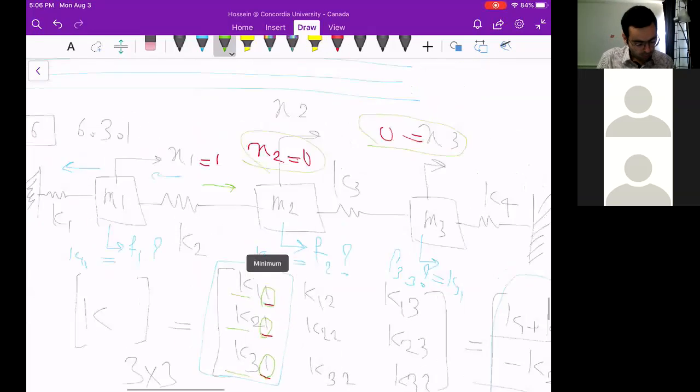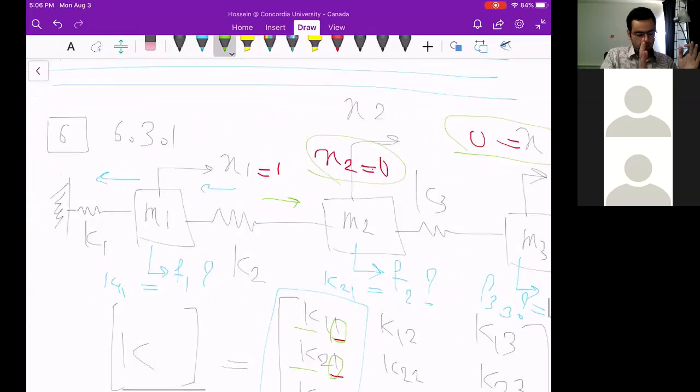So the mass 1, if I displace it to the right, K1 and K2 will go to the left, right? So you simply say K1 plus K2 is the force applied to the mass 1. However, if we want to make sure X2 is 0, there should be a reaction force in order to neutralize these forces. So I just write minus K2, because K2 will oppose the motion of mass 1, and there should be a reaction in order to make sure X2 is 0.